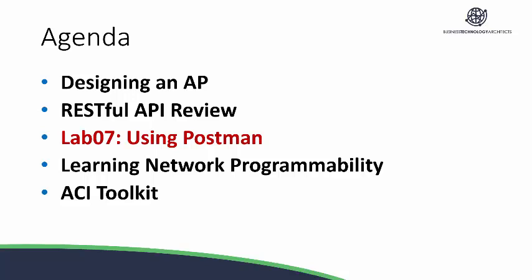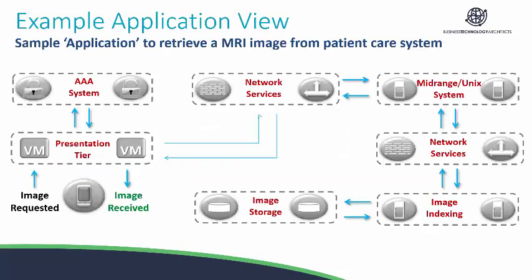This is a very short segment. We'll design an application profile, a quick RESTful API review. We'll do some initial brush on network programmability and the ACI toolkit. Designing an application profile: what you need to do is review your application flow. You do have to get agreement from specific applications on how your applications actually work. We want to be able to identify EPGs and contracts.